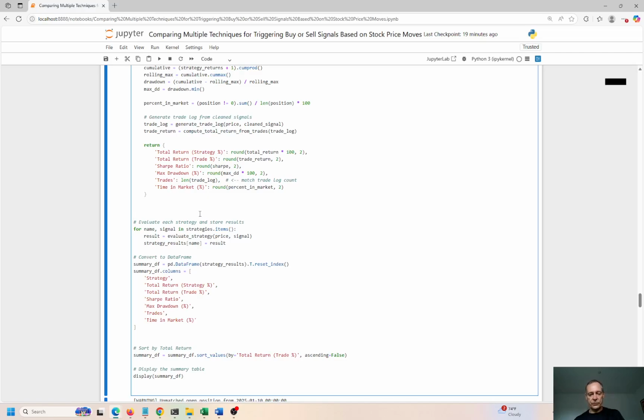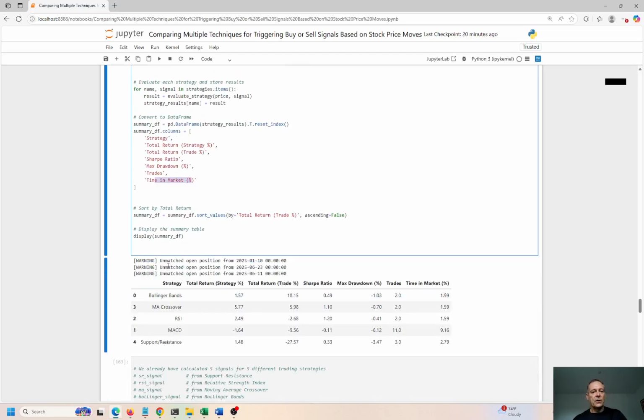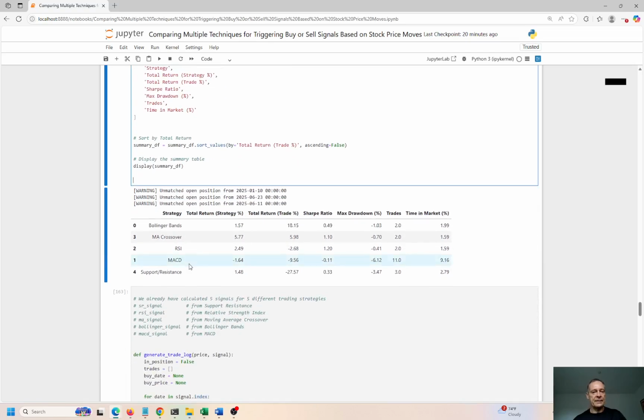And then we're going to create everything into a summary data frame and look at the strategy, total return based on strategy percent, trade percent, Sharpe ratio, max drawdown trades, and the time in market. So we have the summary data frame here, and this is the final result of everything. Everything is displayed here all in one place. So we have the strategy, the total return.